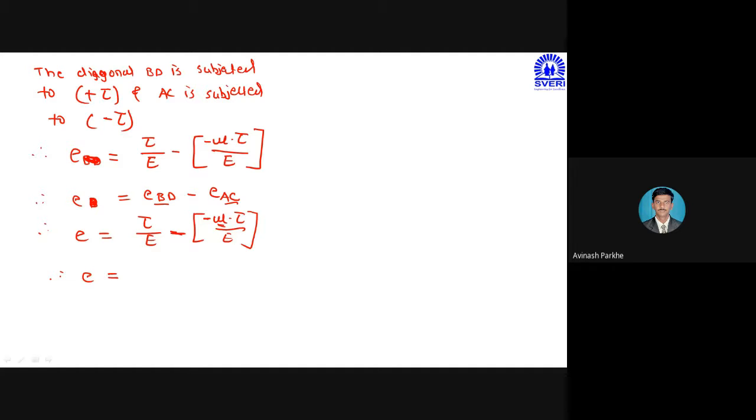Therefore the total strain is equal to, if I take tau upon E, which is common, in bracket the remaining is 1 plus mu. Tau upon E minus, minus becomes plus, mu into tau upon E. So tau upon E I have taken outside the bracket, therefore mu into tau upon E. Tau upon E in bracket 1 plus mu. So this is equation number 5. This strain indicates the total strain induced in that particular section, or we can consider the total strain induced in diagonal BD.